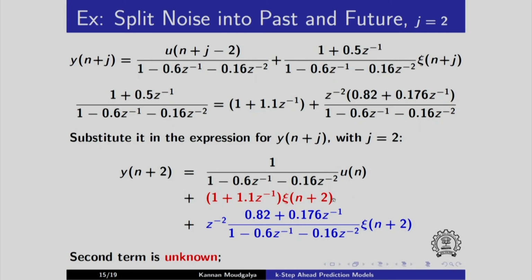It is clear here, this will have c of n plus 2 when I multiply it out plus 1.1 into c of n plus 1. So as a result, these are future terms. Second term is unknown, the last term is known.